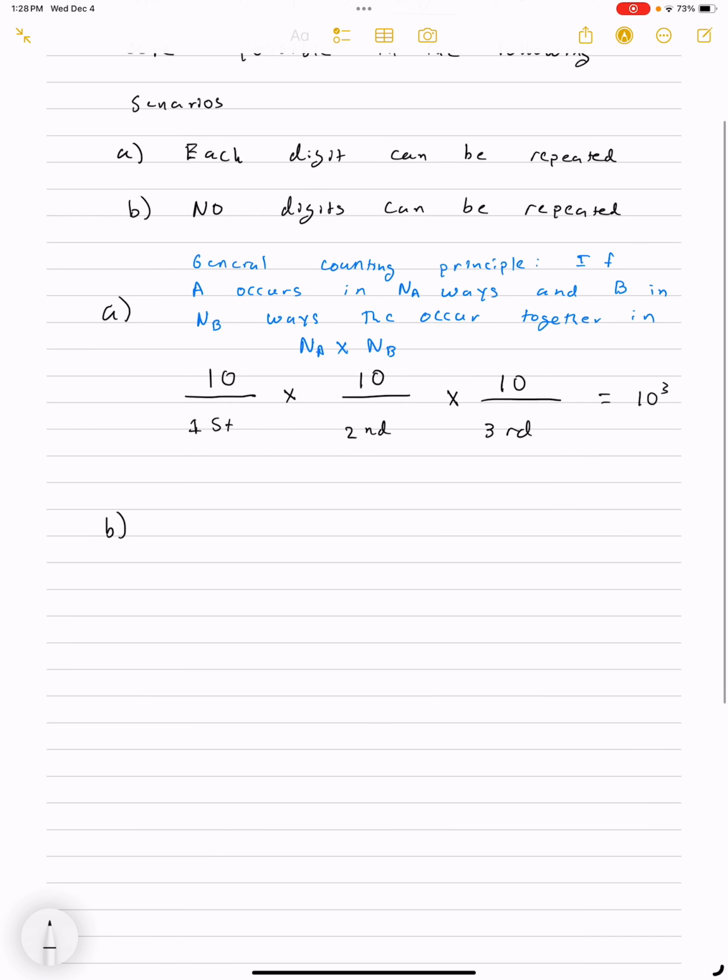Now for scenario B, we have our first, our second, and our third digit. And the first digit can be any of the 10 digits. So there are 10 possible digits for the first. For the second entry of the password, well, one of the digits has been selected already for the first entry. So there's only 9 that remain because no digits can be repeated. The counting principle tells us to multiply that. And likewise for the third digit, 2 of them have been used, and so there's only 8 digits that remain. So by the counting principle, it's 10 times 9 times 8.